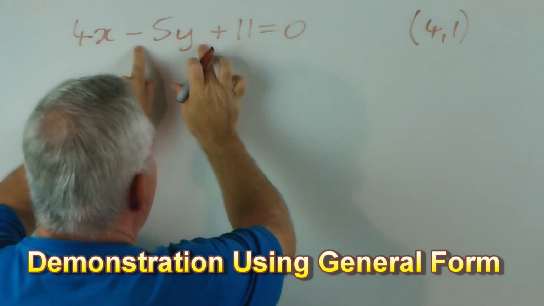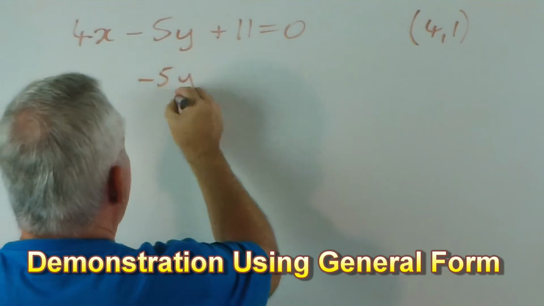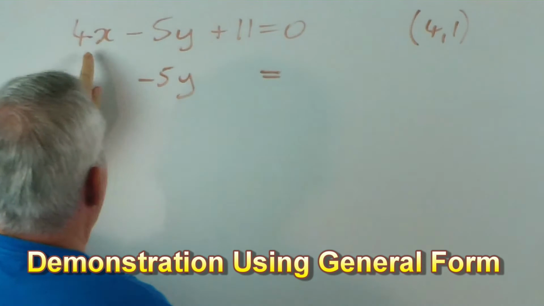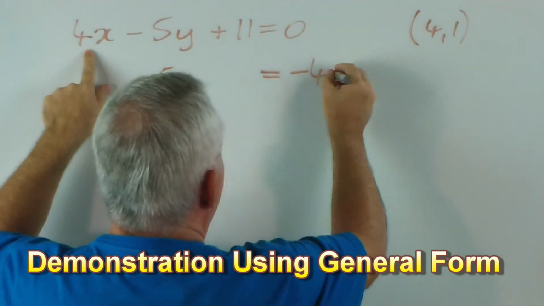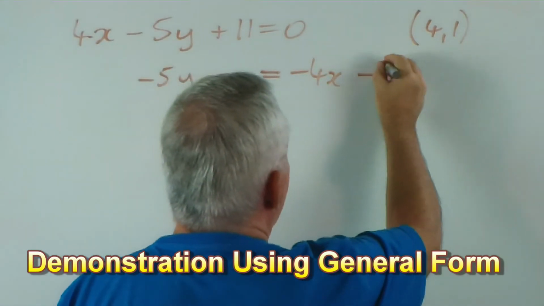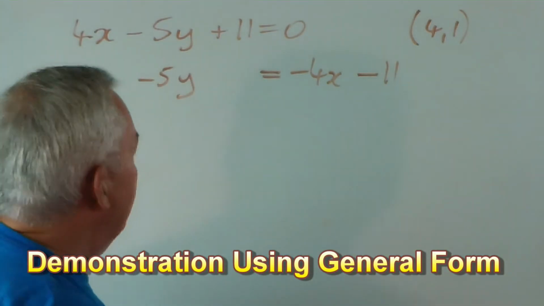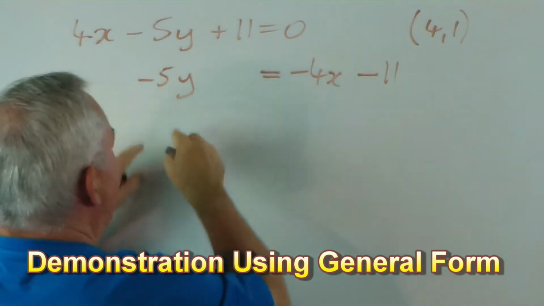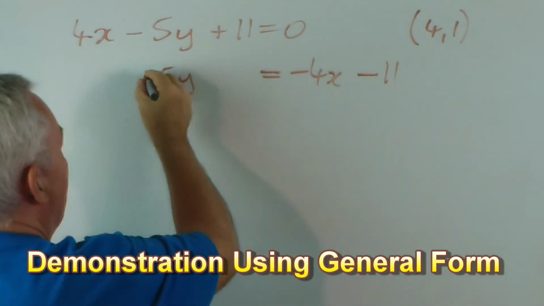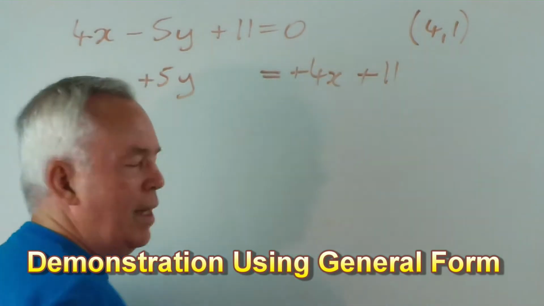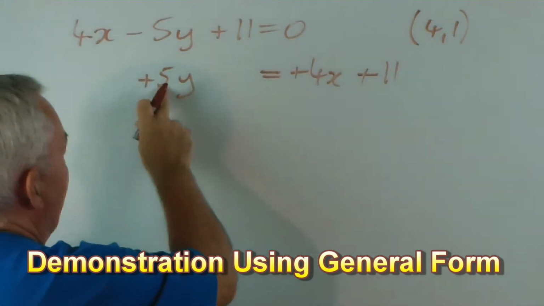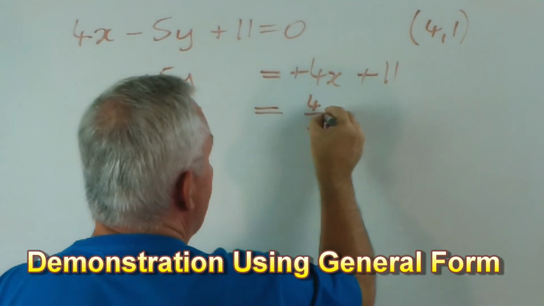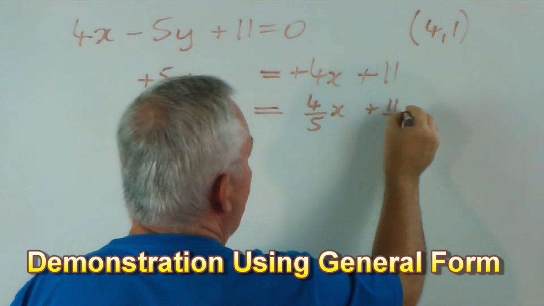We want this left alone, so I'll leave the negative 5y here. And I'm going to move the 4x and the plus 11 over to the other side. So I subtract 4x, I subtract 11, then I would divide everything by negative 5. Now, all three of these are negative. If I multiplied through by -1, everything would become positive. Divide by 5, this becomes y, this becomes 4/5 x, and this becomes 11/5.